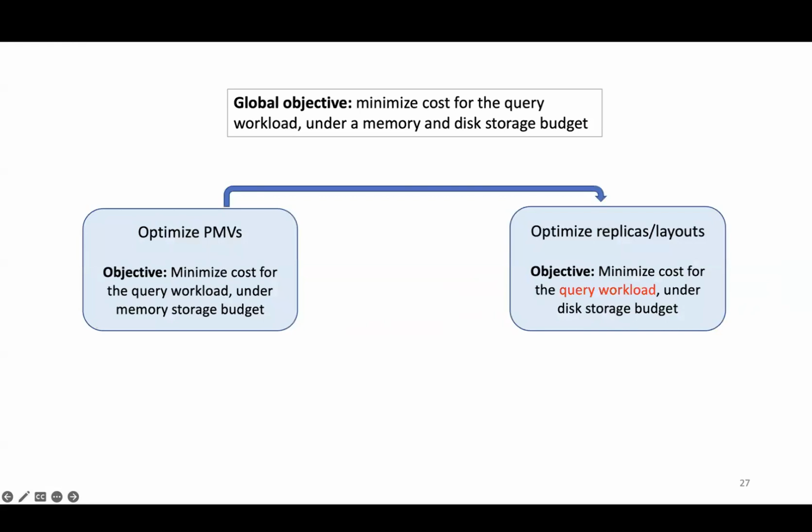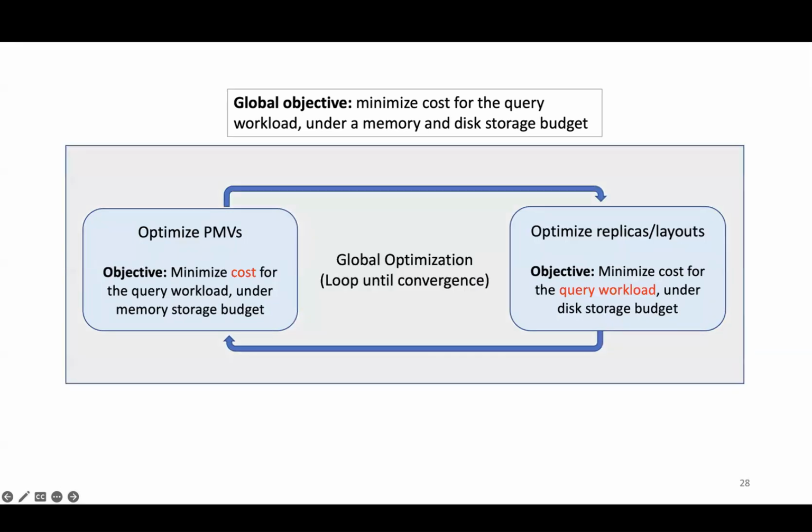So we need to make sure that the replicated layouts are only optimized over the workload of remainder queries, not the original query workload. And this depends on what PMVs exist. And furthermore, the benefit of having a PMV depends on how efficient the remainder query is to execute, which depends on how good the layouts are. So the definition of cost for PMVs depends on the layouts. And therefore, we cannot simply optimize these two components independently.